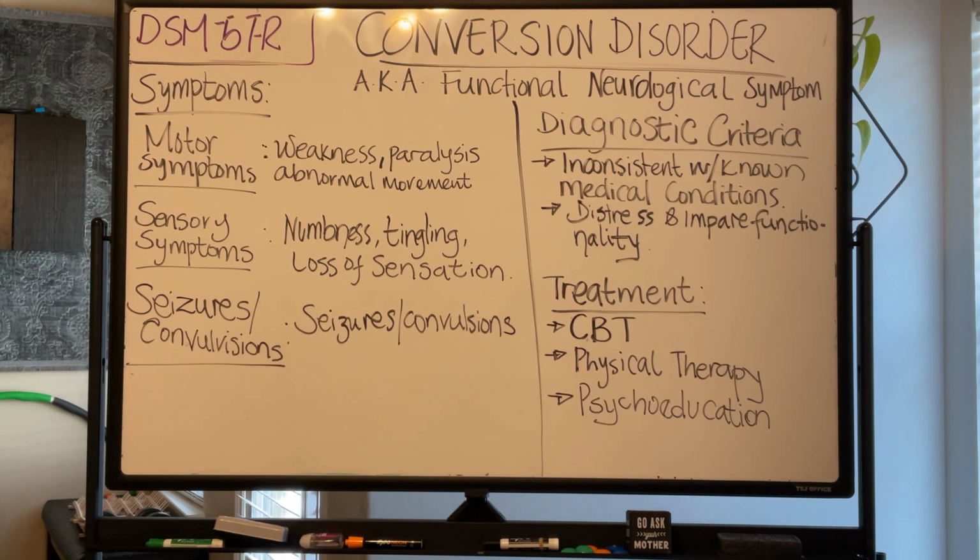So for the diagnostic criteria, the diagnosis of conversion disorder is made based on specific criteria outlined in the DSM-5. For this case, I'm using the DSM-5 textbook revision. So the text revision, TR, that's what it stands for.